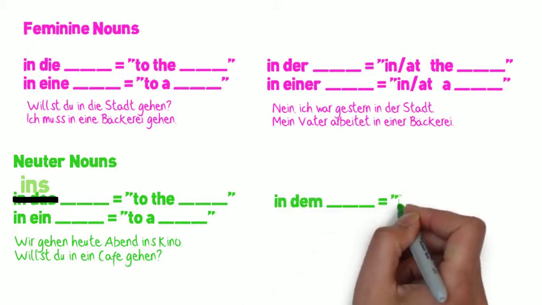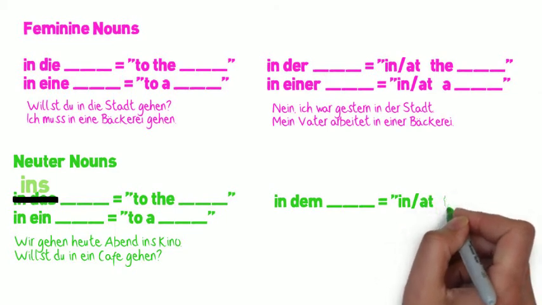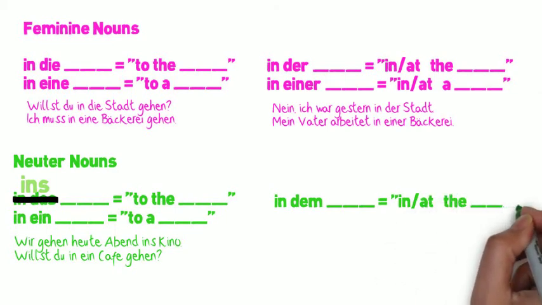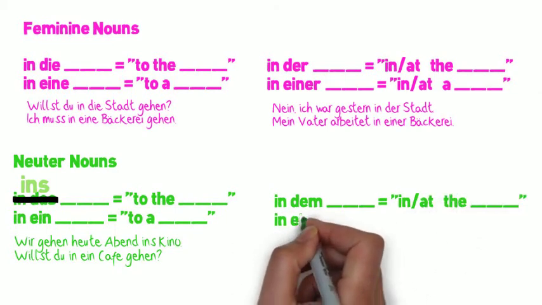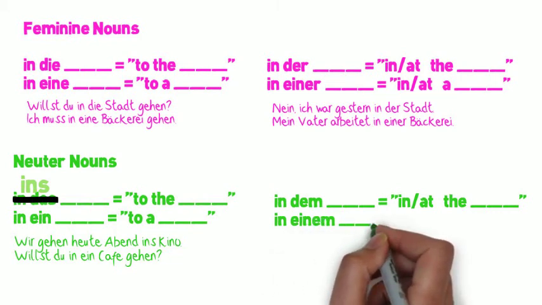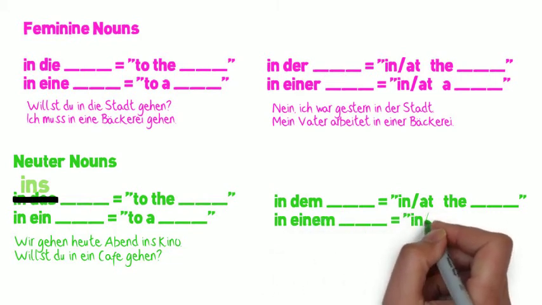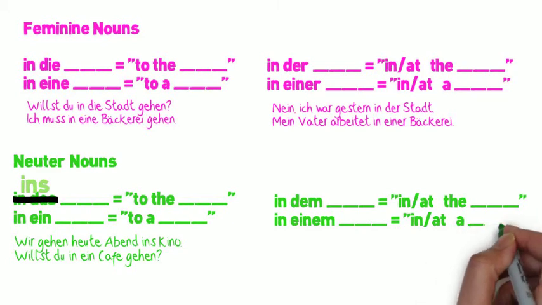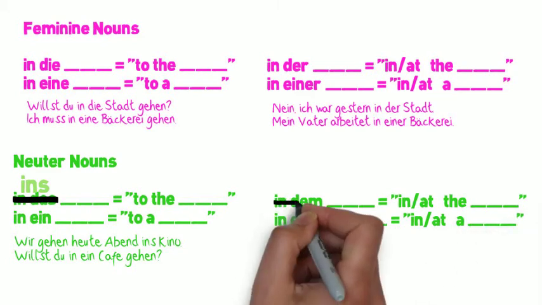When used in the dative case, the neuter articles are the same as the masculine ones, dem and einem. And again, as it did in the masculine example, in dem will contract to im. We take the first letter of in, the last letter of dem, and form the contraction im.